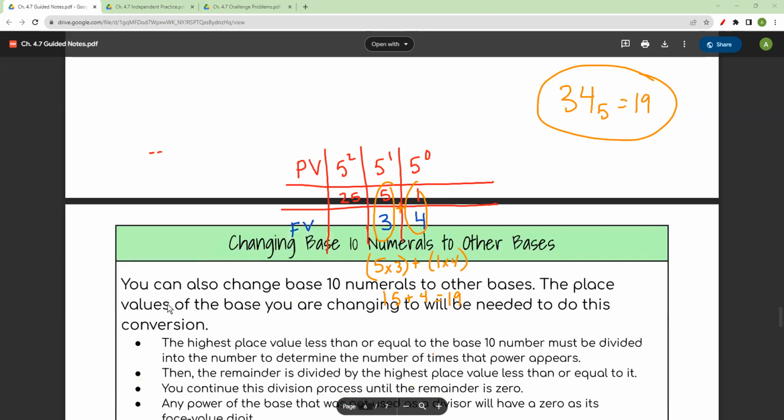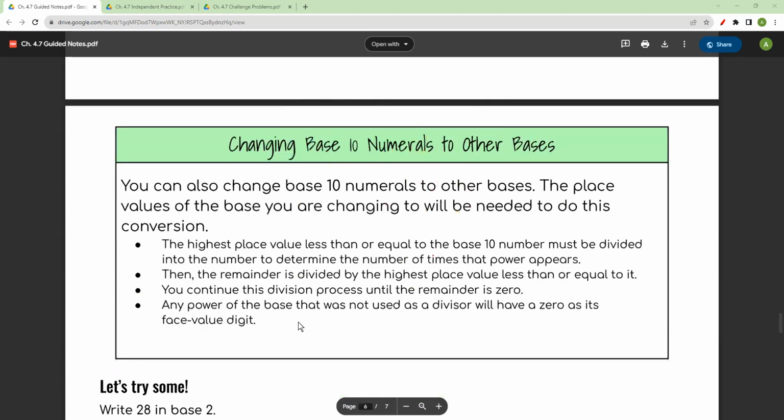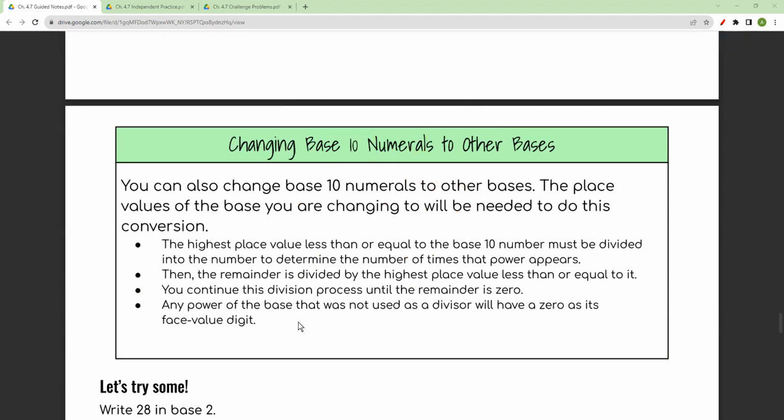All right, now let's say we want to go the other way. We want to change a base 10 numeral into another base. So let's say we have a number that we want to program into our computer program, but we need to put it into binary code. How do we know how to do that, right?